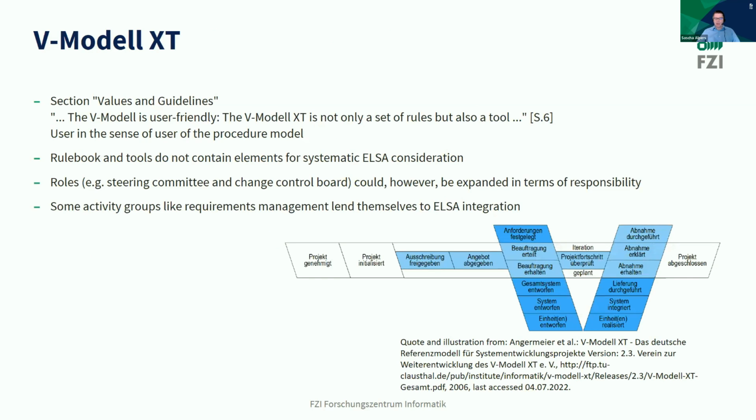What other models do, for example, the V-ModellXT, is that they are describing in some sections that are called values and guidelines, for example, that they should be user-friendly and they should integrate not only guidelines, but give you a tool set for that as well. Saying that, at the same time, they don't give you a rule book or tool set for consideration of ELSA aspects.